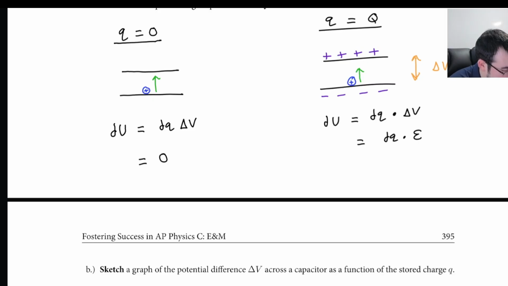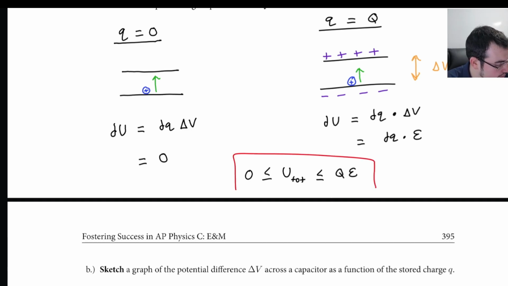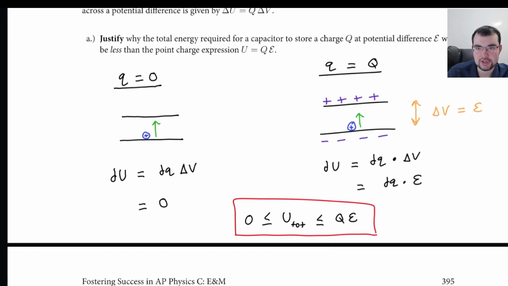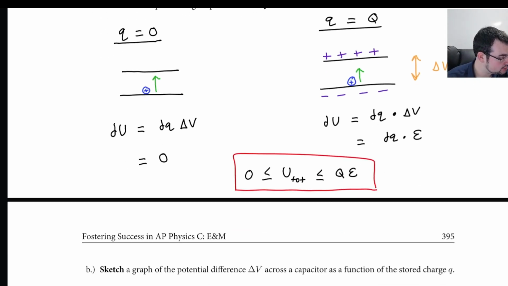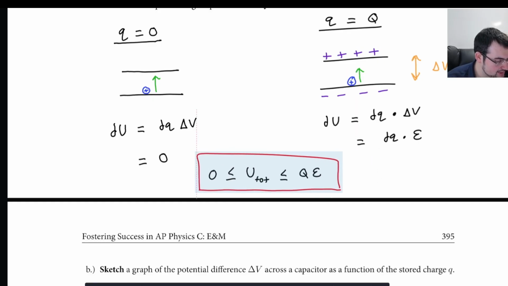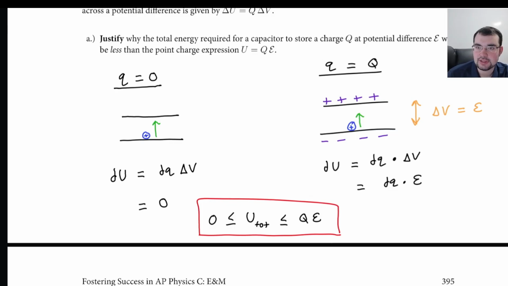So we actually know that it's going to be somewhere between 0 and Q times epsilon as our value for how much energy is stored in the capacitor. Because it takes me 0 energy to push the first bundle, but it takes me dq times epsilon to push the final bundle of charge. And since none of those cases are there for the whole time, we know it's going to be somewhere between there. And actually, since capacitance is linear, it's the exact midpoint.